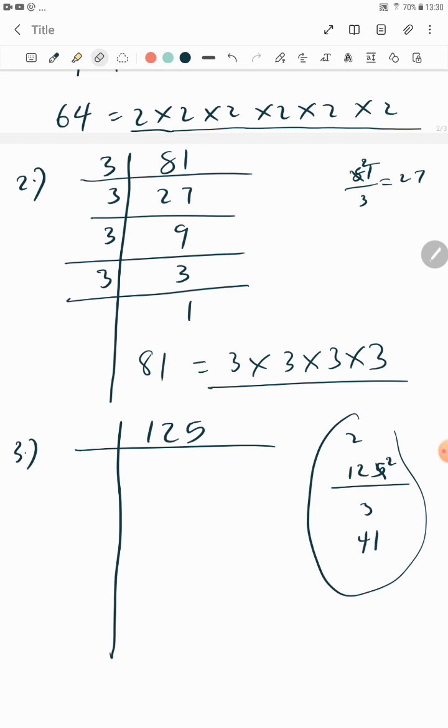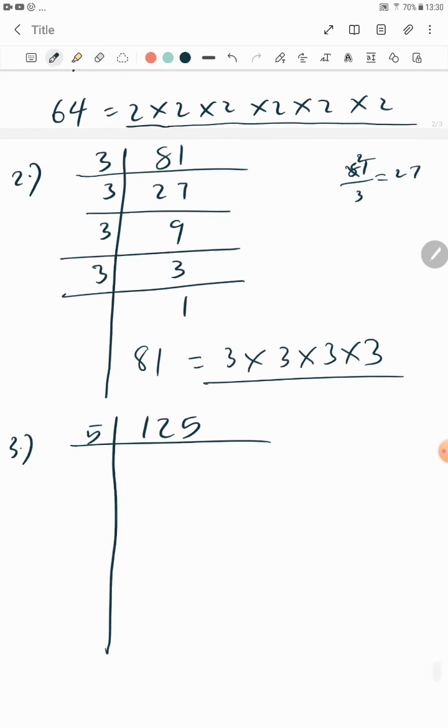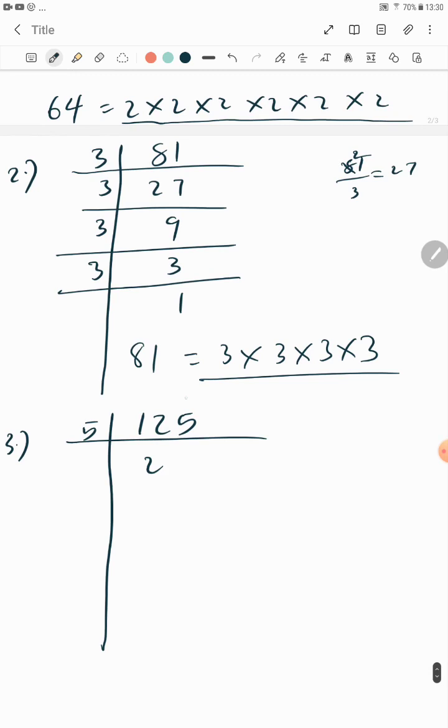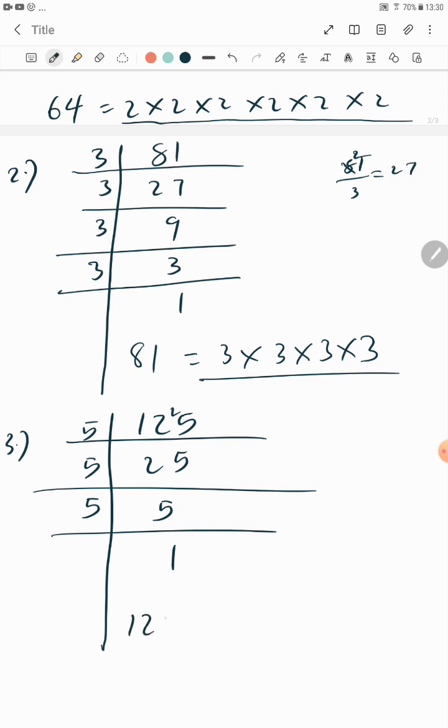Because it ends with 5, any number that ends with 5 can be divided by 5. So I will try 5. 5 in 12 will give me 2, remainder 2. 5 in 25 will give me 5. Then I can try 5 again. This will give me 5, and 5 in 5 will give me 1. So I can write 125 equals 5 times 5 times 5.